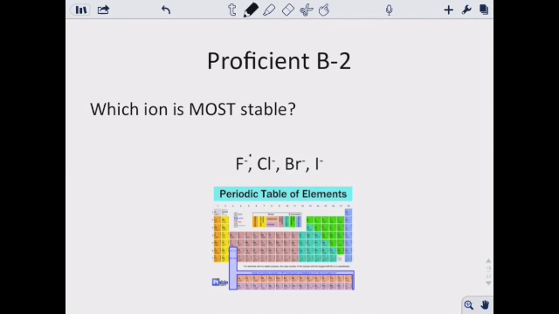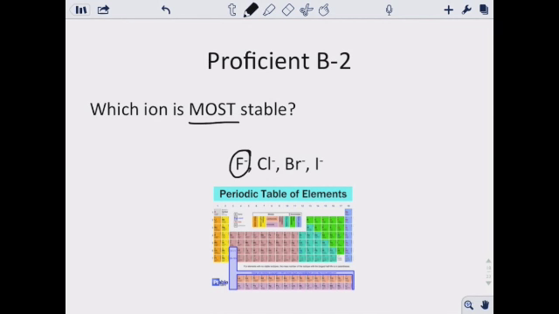So we have fluorine with a -1 charge, chlorine with a -1 charge, bromine with a -1 charge, or iodine with a -1 charge. Now we're looking at the most stable. All of these, since they're all halogens and they all gained 1 electron, are going to be stable. And so what we would look at here is what's the smallest.